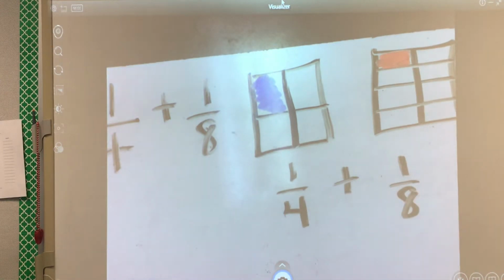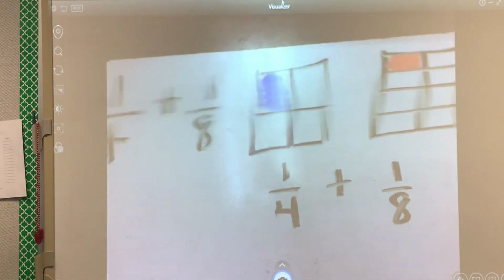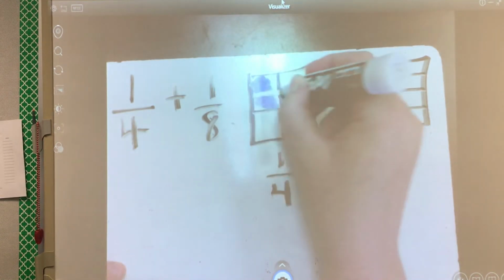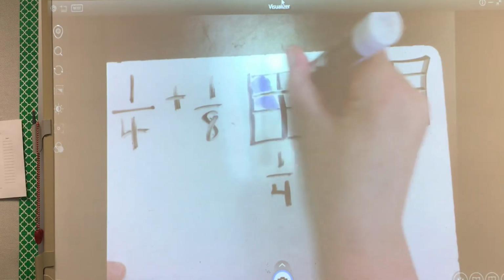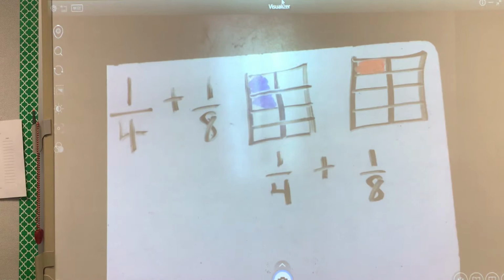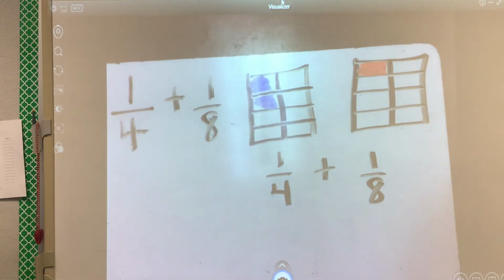Notice that I can't add these together because they're not the same. They're not equal parts. So I have to make them so they are. Now I can add. So now how many eighths do I have? 1, 2, 3. So 1/4 plus 1/8 equals 3/8.